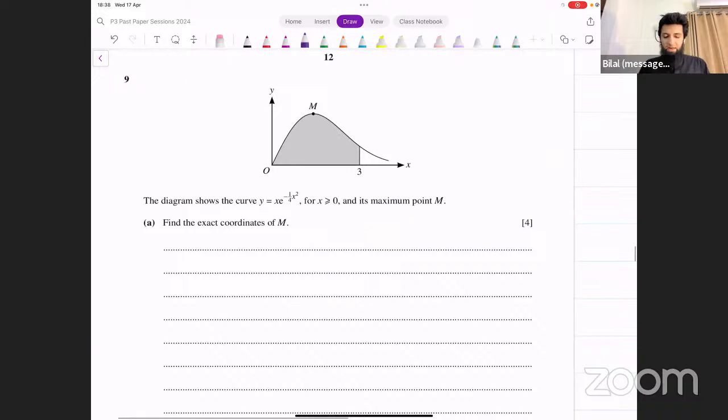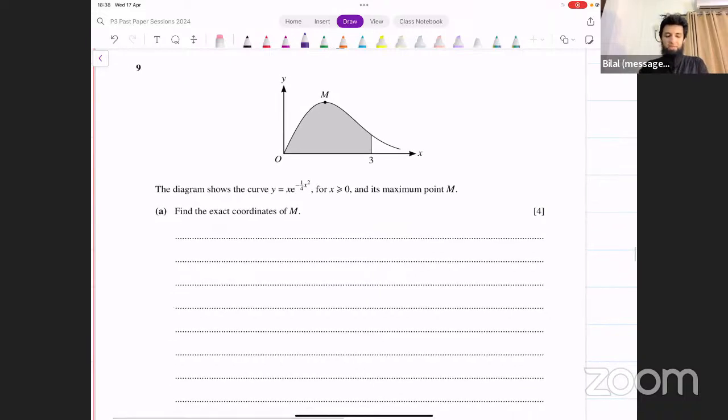Now we have this diagram that shows the curve y equals x e raised to power minus 1 over 4x squared for x greater than or equal to 0 and its maximum point M. Find the exact coordinates of the point M. Now it's a turning point. How do you find it?